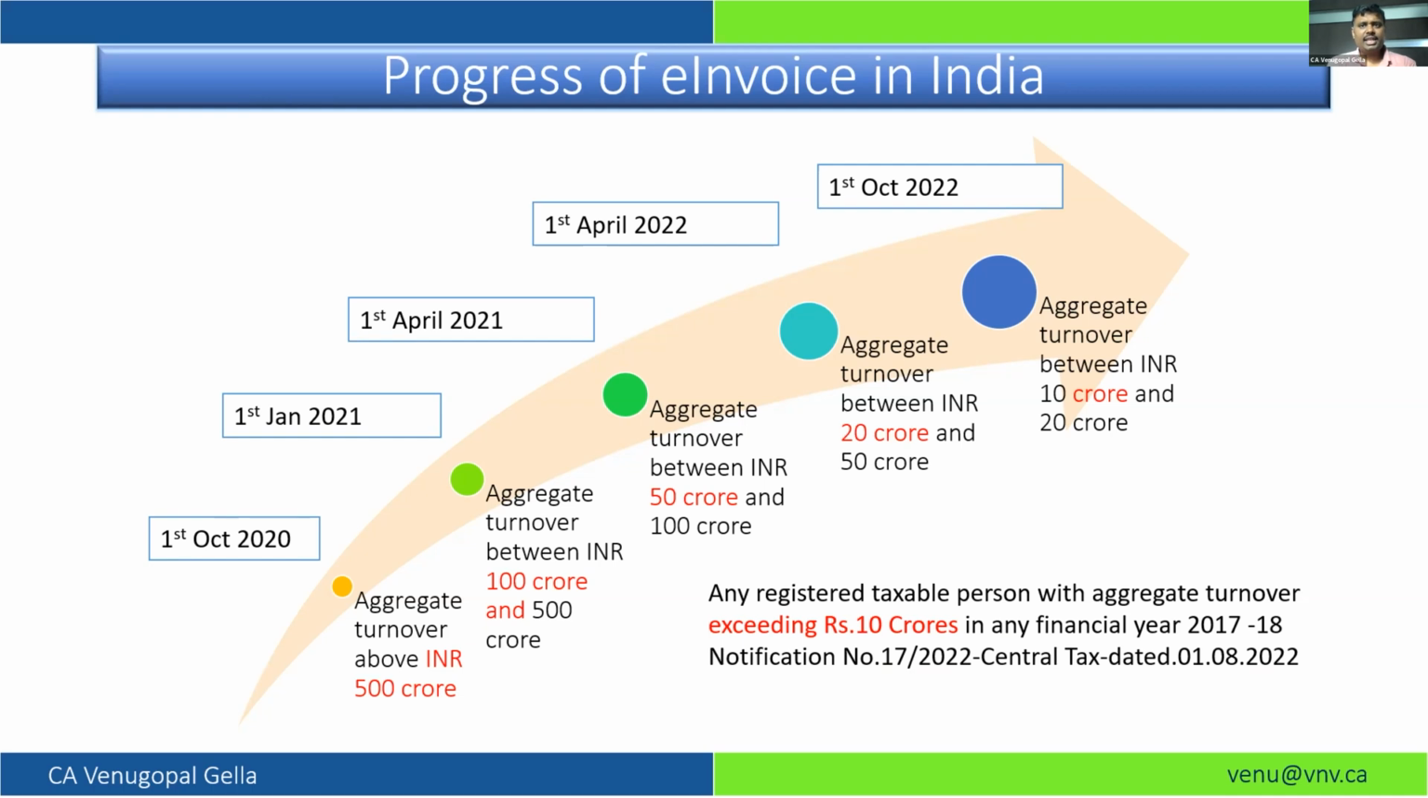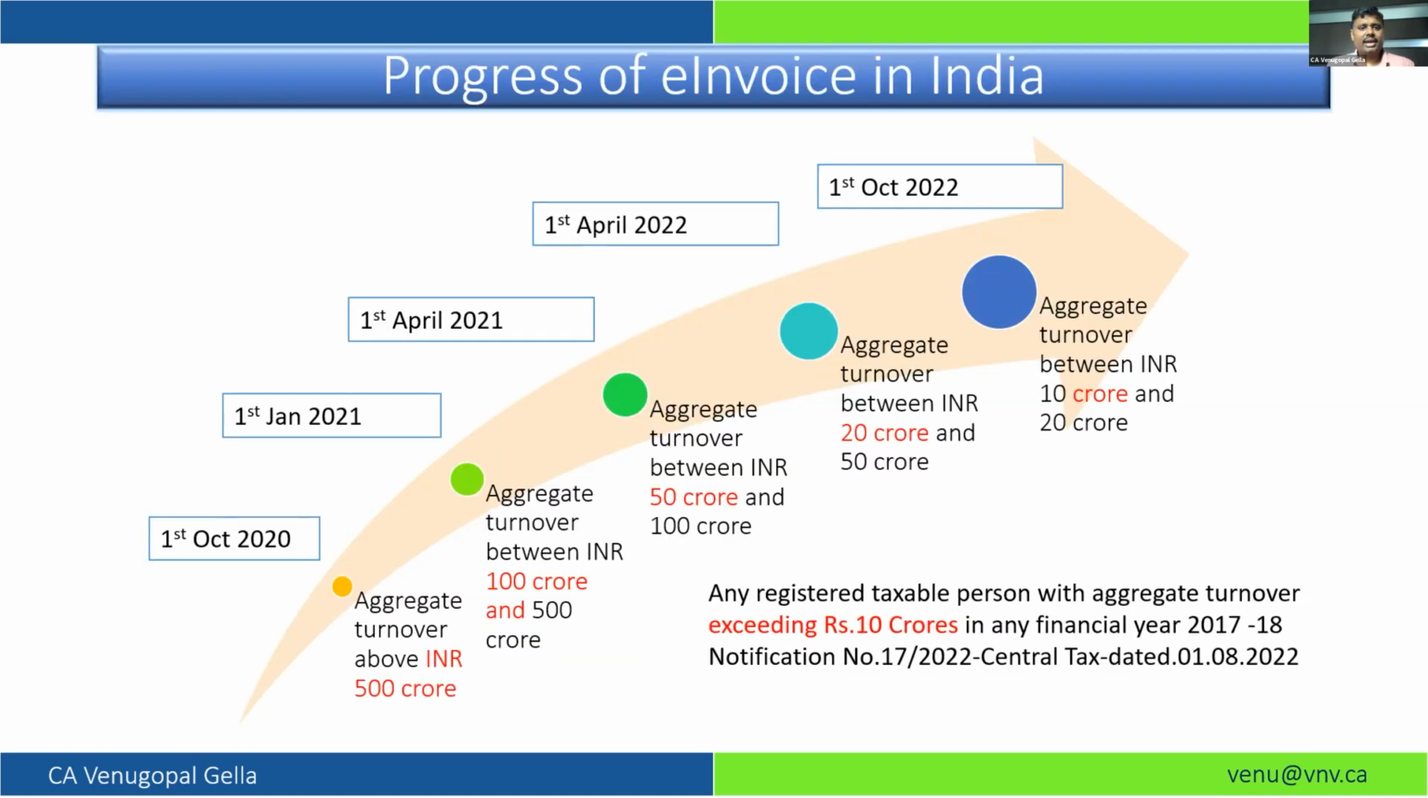Currently, under notification 17/22 Central Tax dated 1st August, if turnover exceeds 10 crore in any financial year starting from 2017-18, let's say the first year you did 20 crores and after that you are doing only 5 crores, it doesn't matter. If in any of the preceding financial years you have exceeded 10 crores, starting from 1st October 2022, you will be doing e-invoice. And the proposal is that effective April 2023, the next financial year, 5 crores and above will be under the e-invoice regime. So these are the various dates where e-invoice has come online.